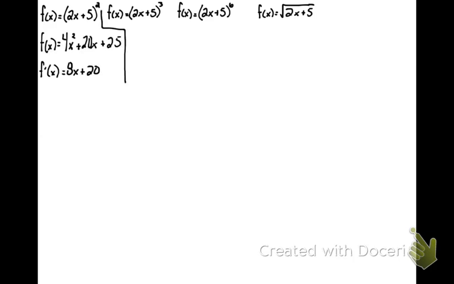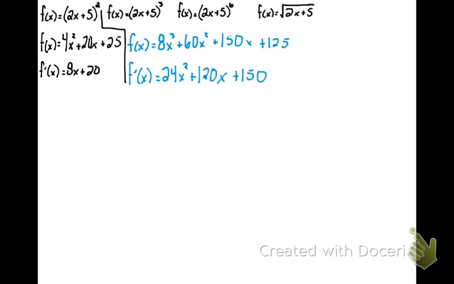Here's the work for the first. We could expand the entire thing and then take the derivative of each piece. So f prime of x equals 8x plus 20. Here's the work for the second. Once we've expanded it, then we can find the derivative, and we would end up with 24x squared plus 120x plus 150, which should give us some concern for the next one.